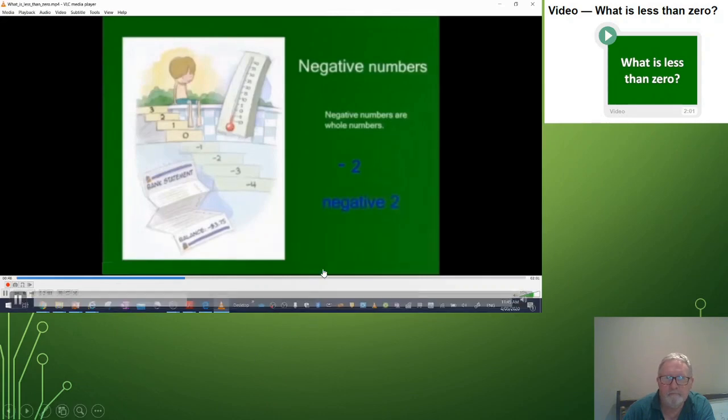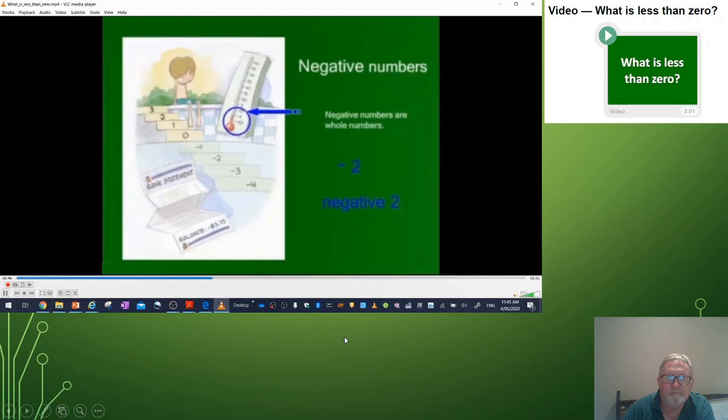Can you see the numbers less than zero on the thermometer? Here is 0, and here are the numbers less than 0. You can see that the temperature is -5 on this thermometer. This means that the temperature is 5 degrees below 0, which means it is pretty cold.